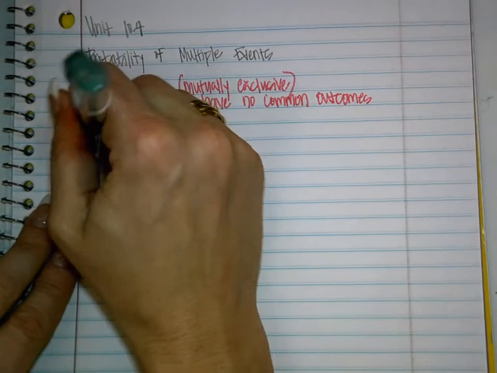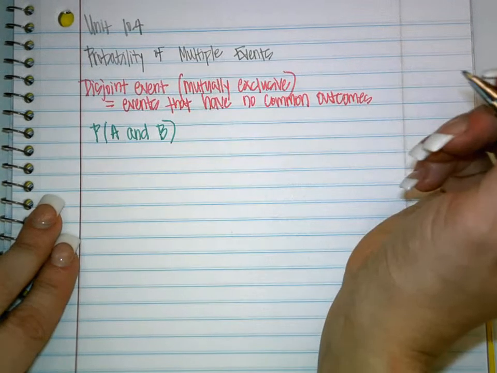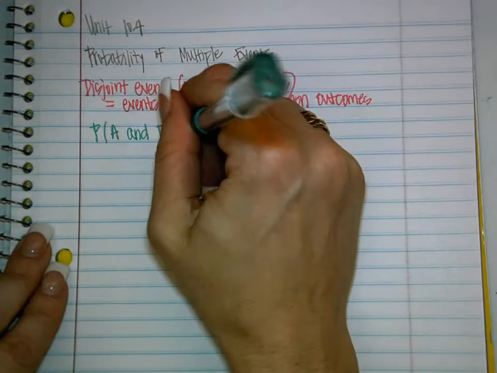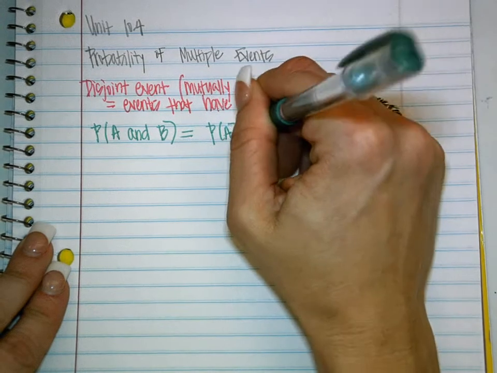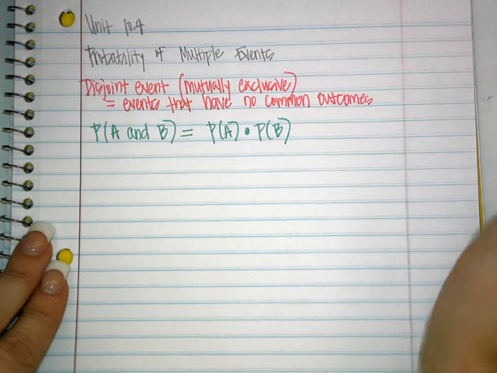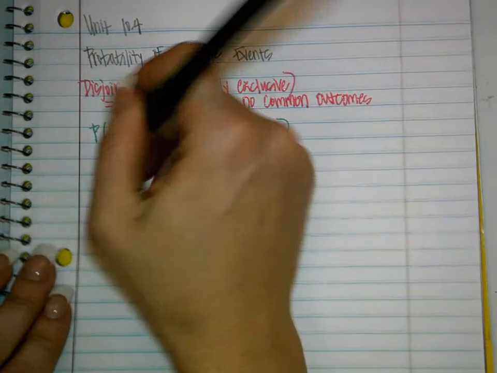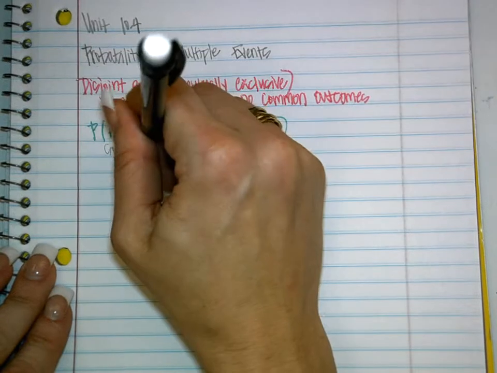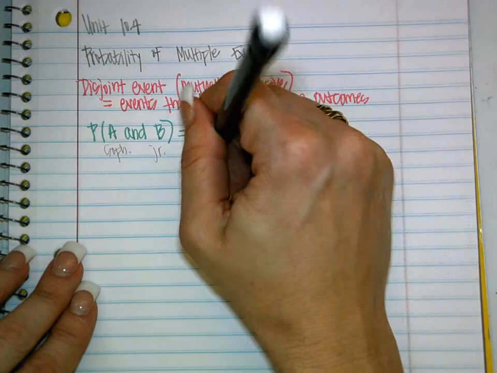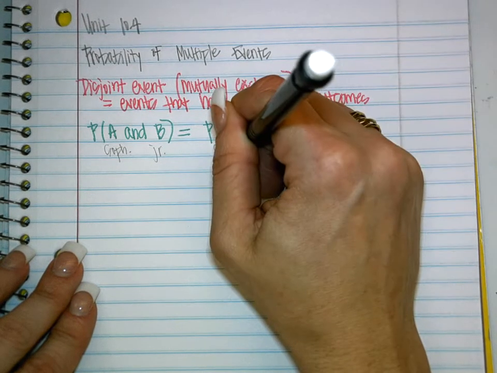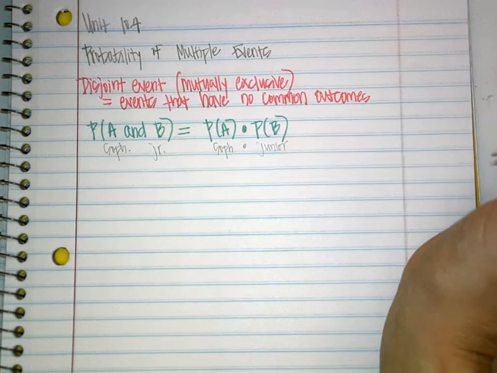So there's a couple of formulas that you need to know. The first one is that the probability of A and B happening, and this is when things are not related, is the probability of A multiplied by the probability of B. So if I pick two people, picking a sophomore and then a junior, you would find the probability of picking a sophomore and multiply it by the probability of picking a junior. That's just one type of example.